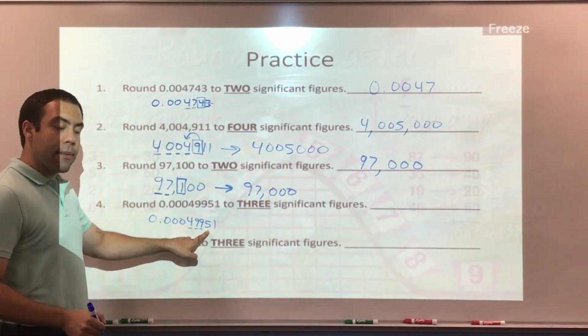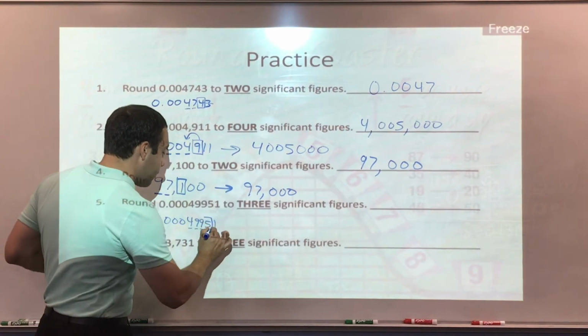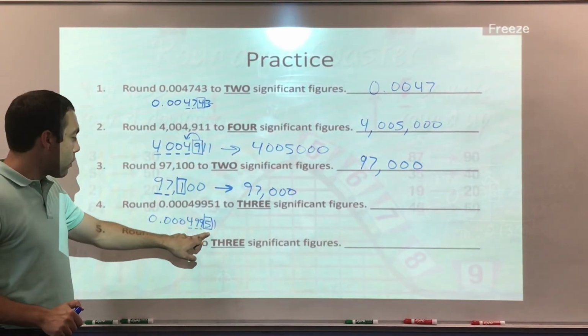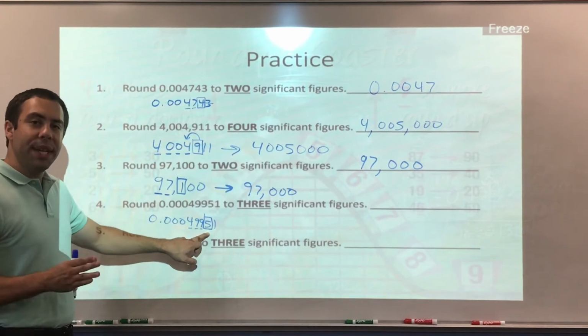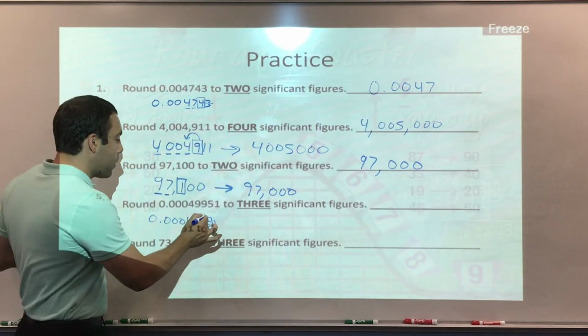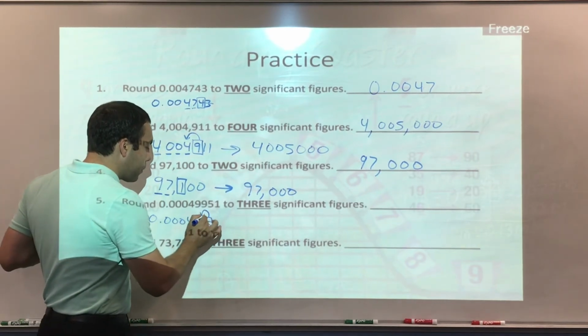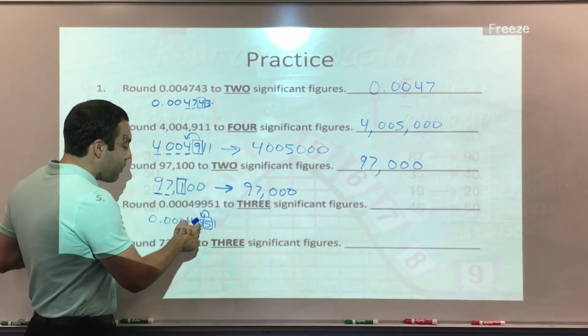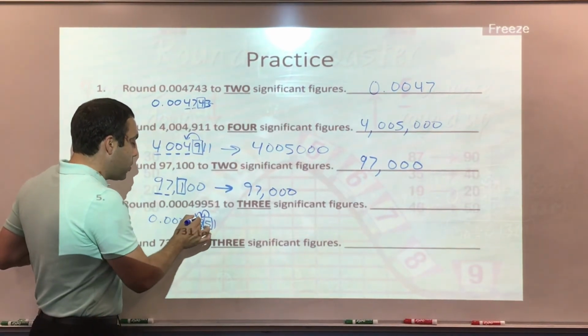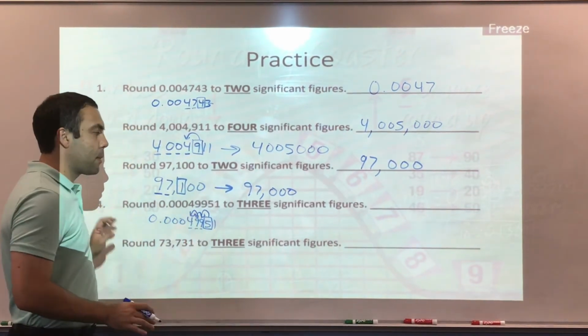This 5 gets a box around it. The next number gets a box around it. We take a peek in the window. We see that 5 is 5 and above, not 4 and below. So that's going to round up. This 5 is going to make this 9 become a 10, which is going to make this 9 become a 10, which is going to make this 4 become a 5.